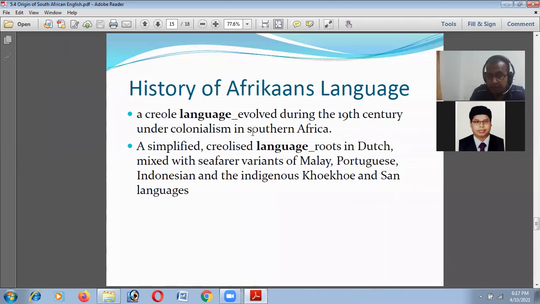Afrikaans is a Creole language that evolved during the 19th century under colonialism in South Africa. A simplified Creolized language, with roots in Dutch, mixed with the seafarer variants of Malay, Portuguese, Indonesian, and the indigenous Khoikhoi and San languages. So the Afrikaans language that is used by most people in Africa is a mixture of several languages: Malay, Portuguese, Indonesian.